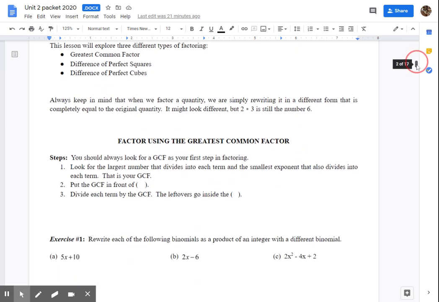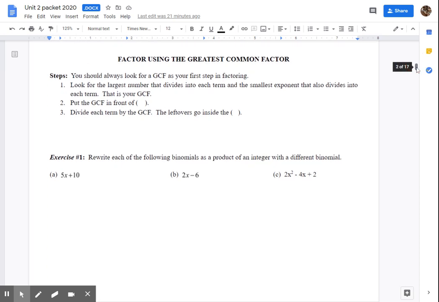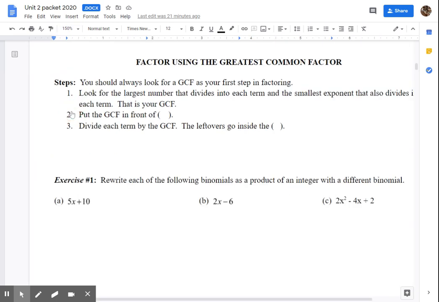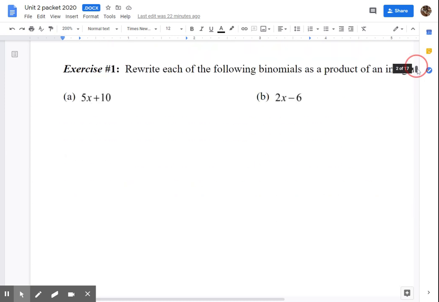Now, let's see if this can work. I'm on the smartboard today. Here's our steps. The first thing we're going to work on is factoring using the greatest common factor. While I do the first problem, let's see if I can make this bigger. If you remember me at all from Algebra 1, you know I like these things big. You can follow along with the steps.